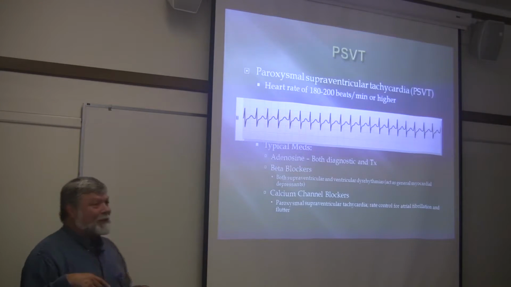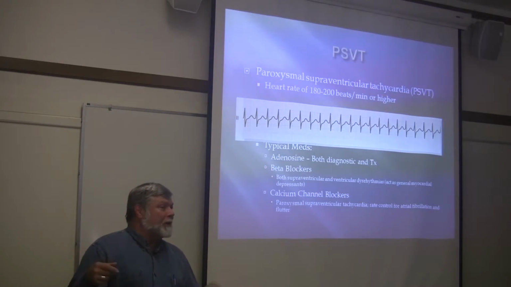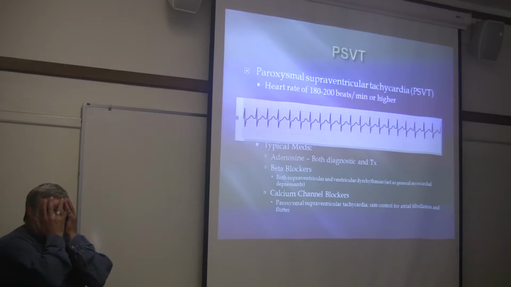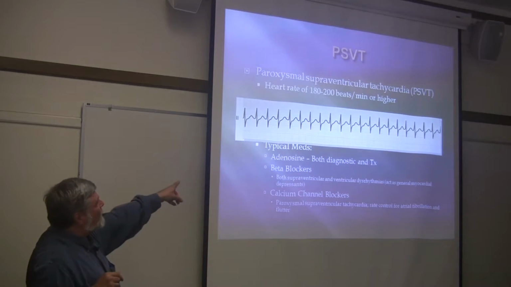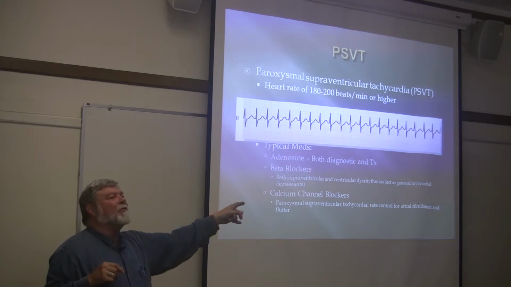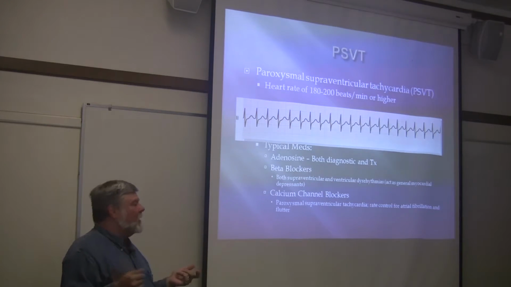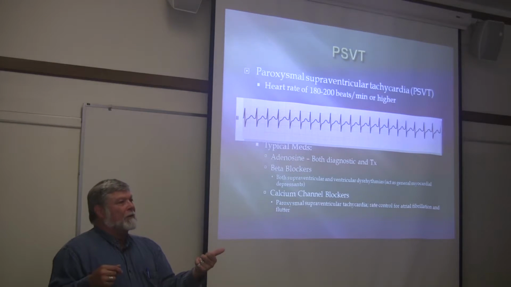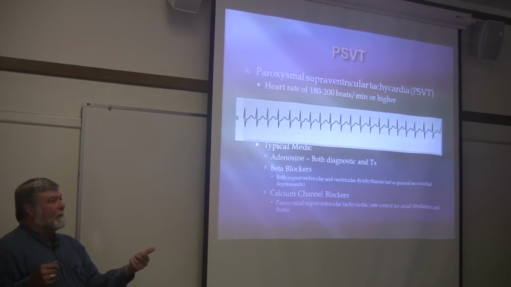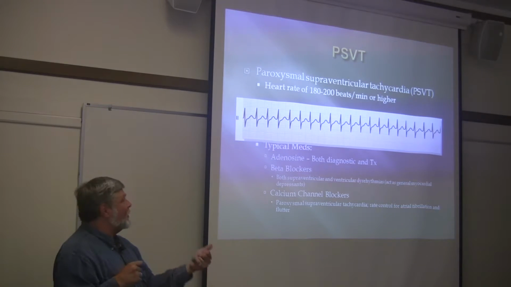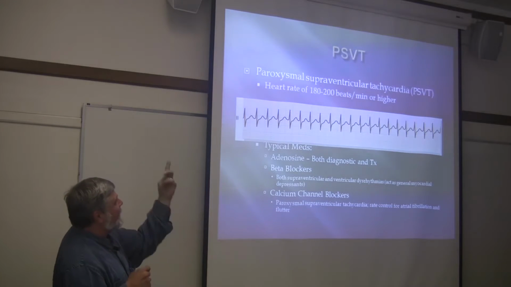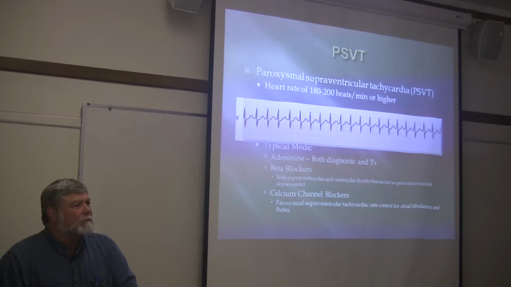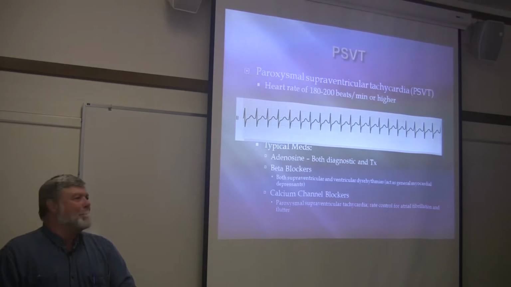So now we got PSVT, which is what our guy in the case was in. There was an N in there, which I don't remember. But the point is, when you look at this rhythm, it tends to be so fast you can't really figure out what's going on. What you're aware of is it's a narrow QRS. That's important because it means it's not V-tach, but it's some kind of a supraventricular tachycardia. And the P, what's paroxysmal stand for? What's a paroxysm?